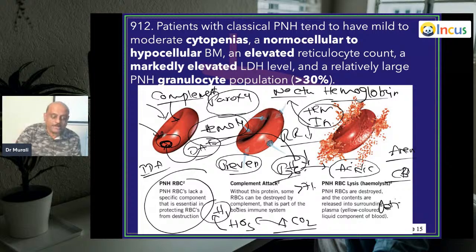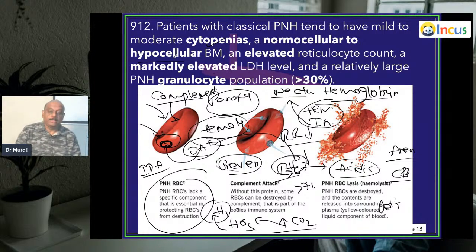Now, this decay accelerating factor deficiency is there, no? It not only involves RBCs, it also involves other cell lines. You have platelets, you have neutrophils, etc. That is the reason the problem is not just with the erythroid series. The problem is also with the myeloid series, and platelet production, the megakaryocyte series. That's the reason you find thrombocytopenia in PNH patients, and also patients who have leukopenia. If you do a bone marrow biopsy in paroxysmal nocturnal hemoglobinuria, they will have hypocellularity.